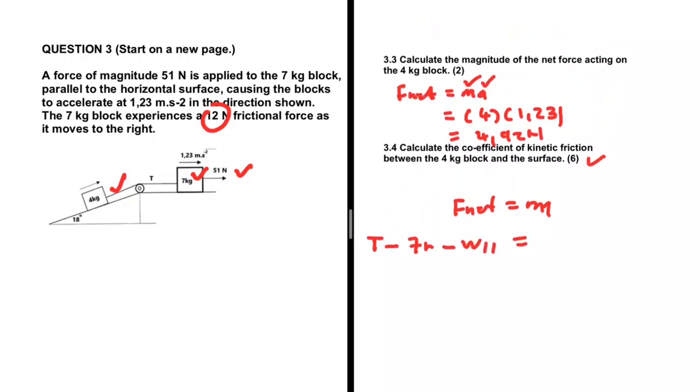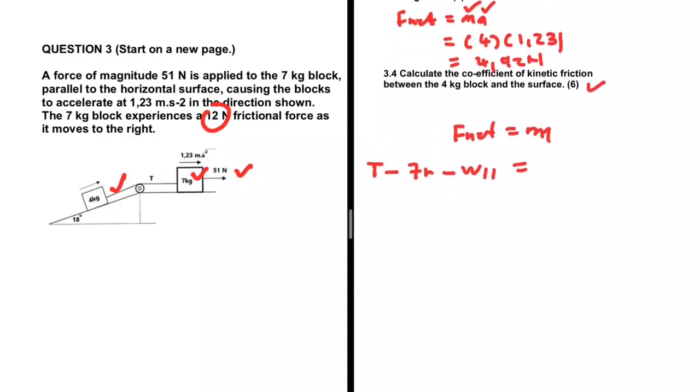We calculated the net force in 3.3. So this is 4.92. The tension, we calculated it above also. That is 30.39, right? So we're going to have 30.39 minus the frictional force. We don't have the frictional force, so there's nothing we can substitute there. Let's find the frictional force first, and then after finding it, we're going to find the coefficient of kinetic friction. Minus weight parallel.